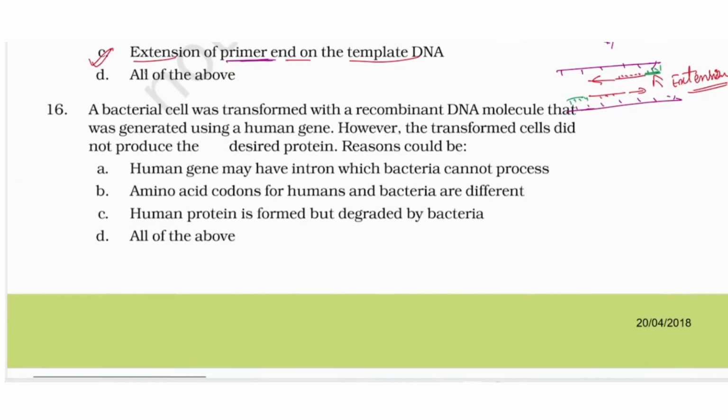Then the next question is: a bacterial cell was transformed with the recombinant DNA molecule that was generated using a human gene. Means the bacterial cell is transformed with the recombinant DNA molecule, and we are using a human gene. The transformation of the cell did not produce any desirable protein. What could be the reason in that?